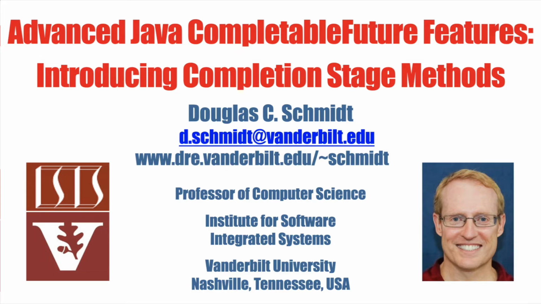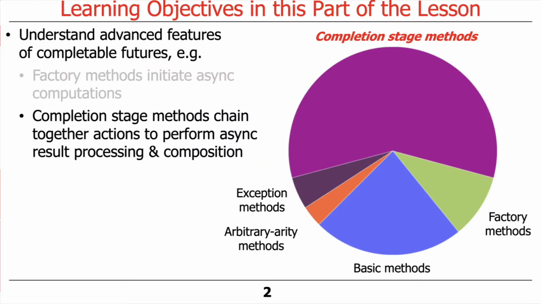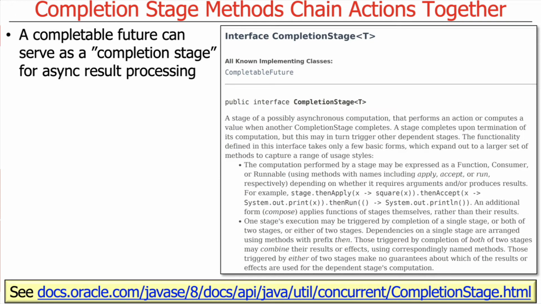We're going to continue our coverage of advanced Java CompletableFuture features by introducing completion stage methods, which are really some of the most interesting features that are part of the CompletableFuture framework. And these completion stage methods chain actions together using the Fluent interface pattern to perform asynchronous result processing and composition of results. So a CompletableFuture can do various things.